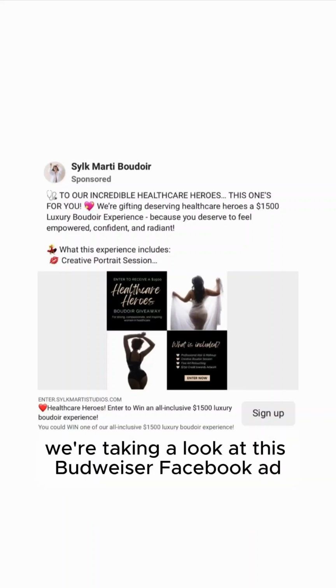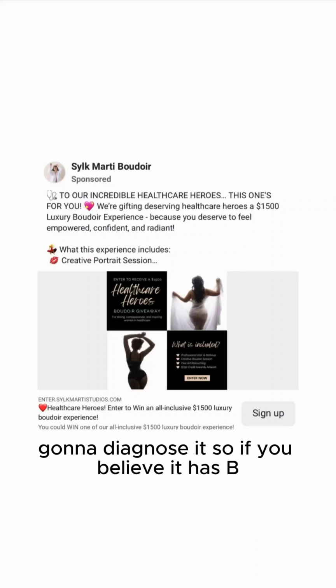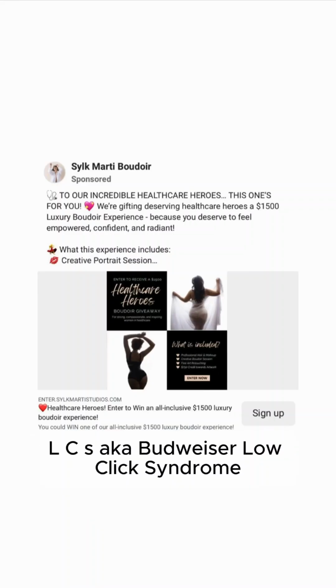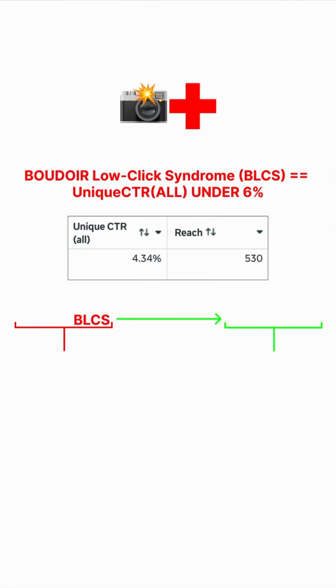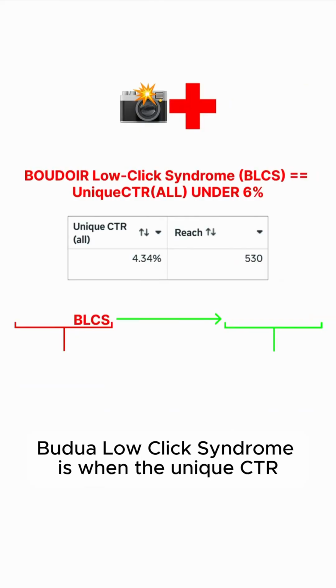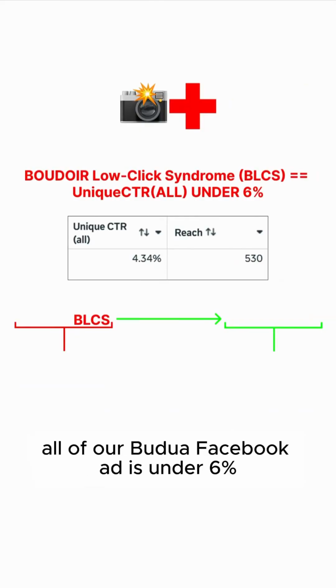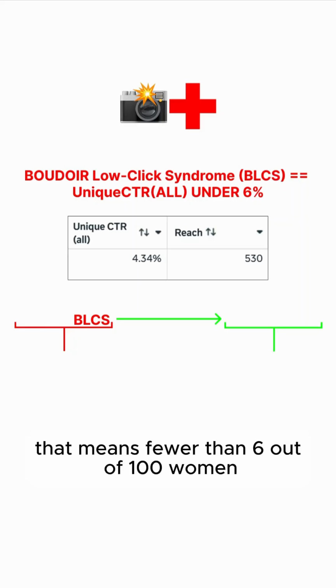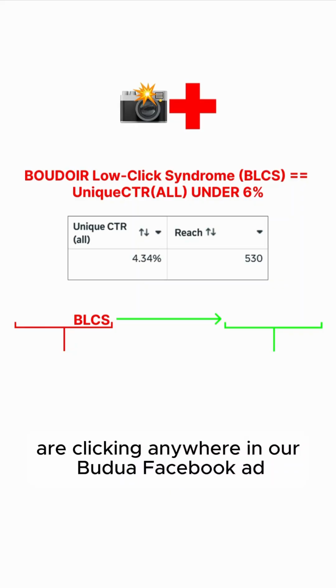All right, y'all, we're taking a look at this Boudoir Facebook ad. We're going to diagnose it if we believe it has BLCS, aka Boudoir low click syndrome. So BLCS is when the unique CTR of our Boudoir Facebook ad is under 6%. That means fewer than 6 out of 100 women are clicking anywhere in our Boudoir Facebook ad.